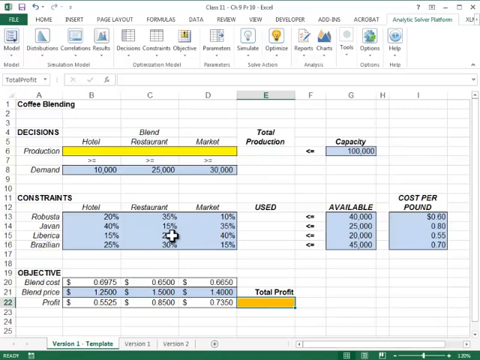So as usual, I have a modular worksheet: decisions, constraints, objective. I have yellow for the decision variables, blue for all the inputs, and orange for my objective function. Let's say I decide to make 10 pounds of the hotel blend, 20 pounds of the restaurant blend, and 30 pounds of the market blend.